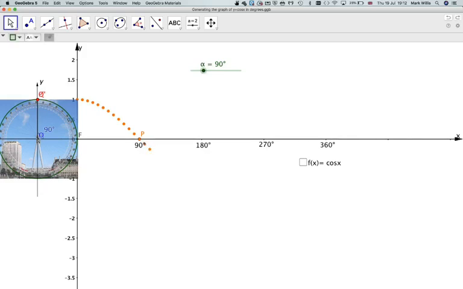Carrying on into the second quadrant, we can see, because this is an x and y axis, this is negative, and therefore this length goes down here. And likewise, when we get to 180, again, it will become minus 1, because this is minus 1. So this length here will be minus 1.